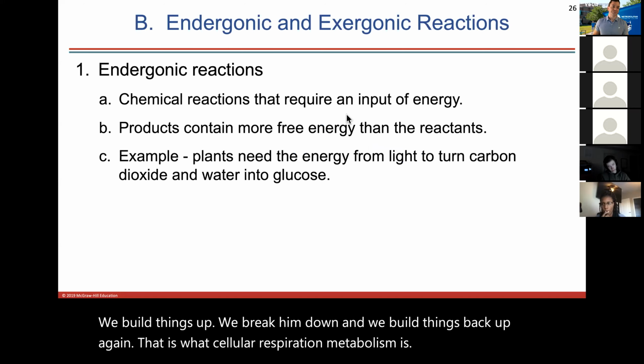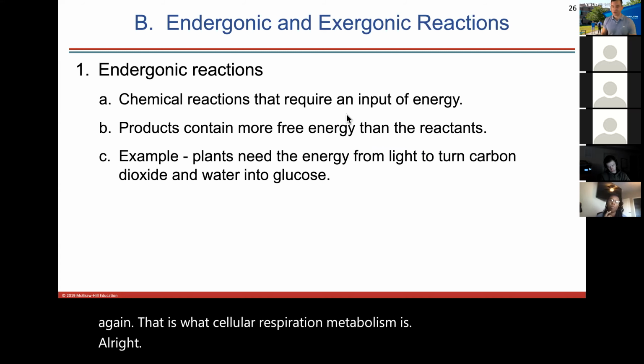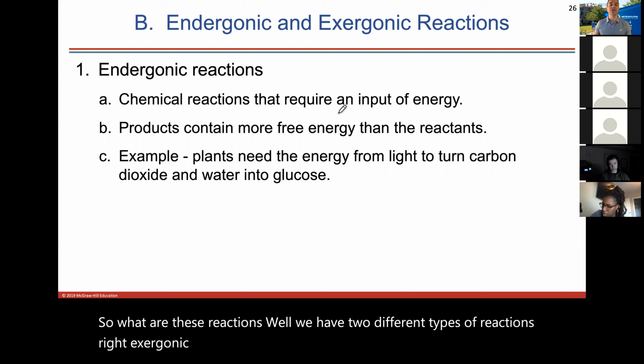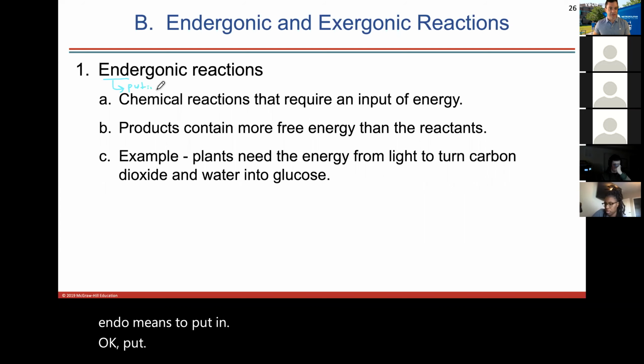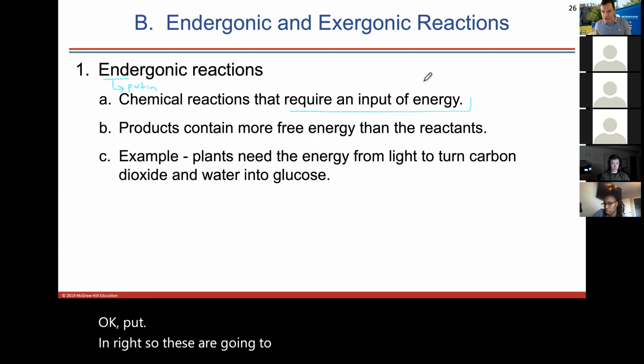All right. So what are these reactions? Well, we have two different types of reactions, right? Exergonic and endergonic reactions. Endergonic, endo, E-N-D-O, means to put in. Okay, put in. So these are going to be chemical reactions that require that energy.